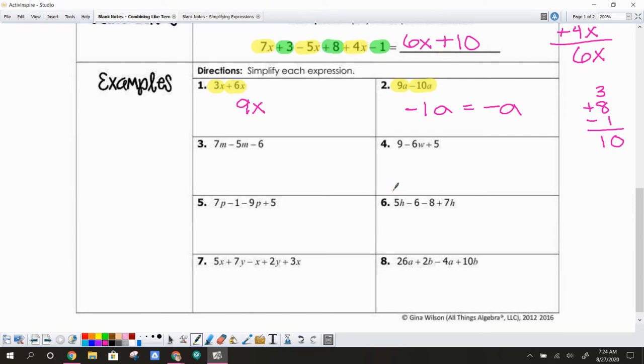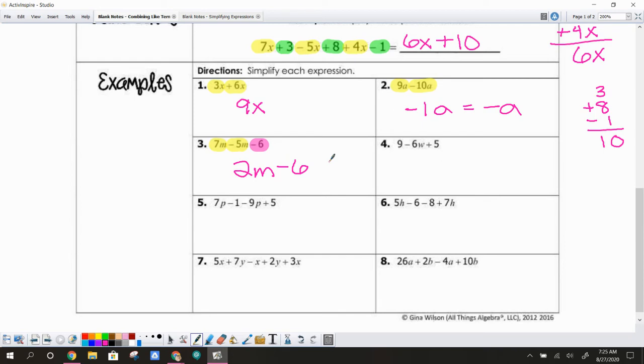Okay, so for number 3, we have different terms this time. So we're going to go ahead and highlight again. I'm going to highlight all my variable terms in yellow. This time I'll highlight my constants in pink. So I have 2 yellow terms and 1 pink term. My pink term, my constant, is just going to stay the same, so I'm going to leave it as negative 6. And then I need to simplify my 7m minus 5m. So I'll leave the m and do 7 minus 5, and that gives me 2. So my answer here is 2m minus 6.